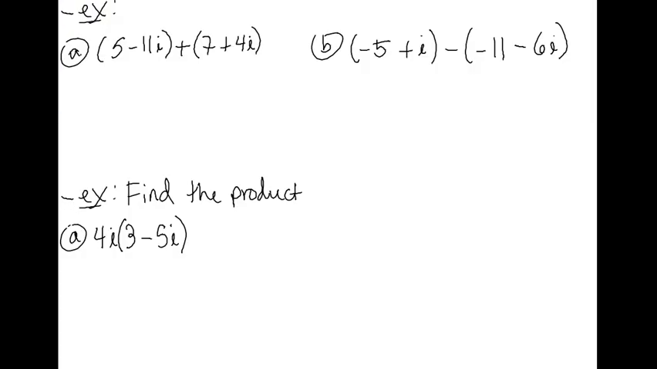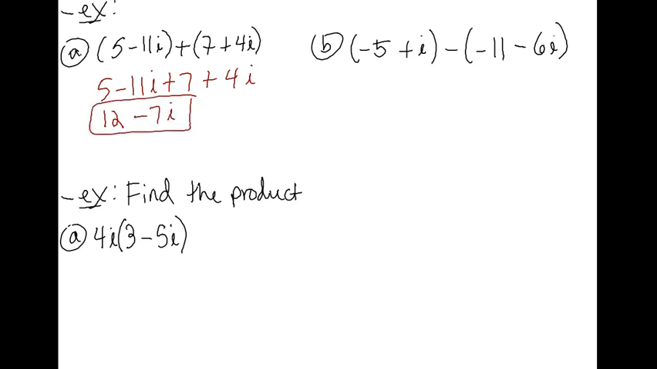Alright, so you can see here that we have an example for addition, which means we need to start with bringing down 5 minus 11i plus 7 plus 4i. We want to combine the like terms. We have 5 plus 7, that's going to give us 12. Negative 11i plus 4i should give us negative 7i. Alright, this is in our standard form. We always try to write the numbers in our standard form, a plus bi.